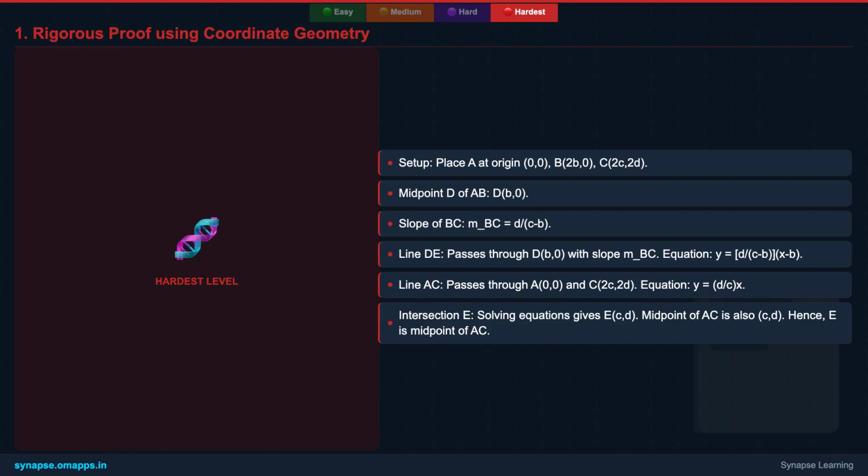We'll calculate the coordinates of D, the slope of BC, and then the equation of line DE. By finding the intersection of DE and AC, we determine the coordinates of E. Finally, we'll verify that E's coordinates match the midpoint formula for AC, thus proving the theorem algebraically.